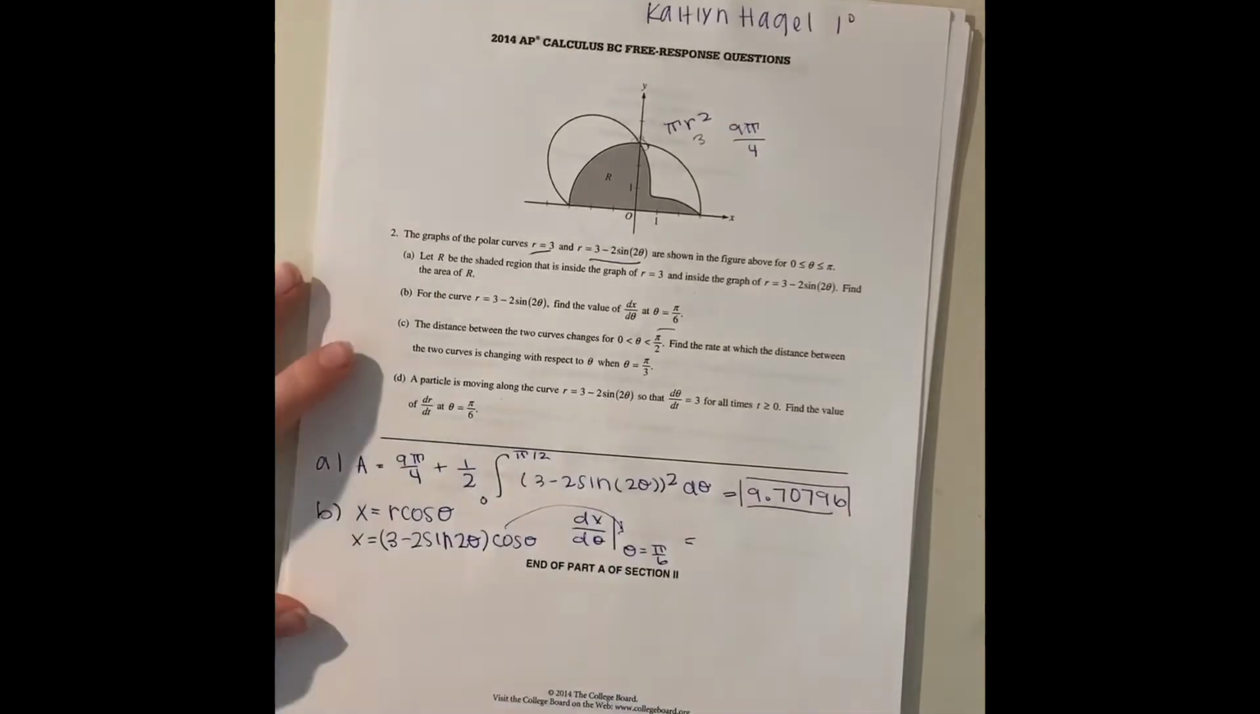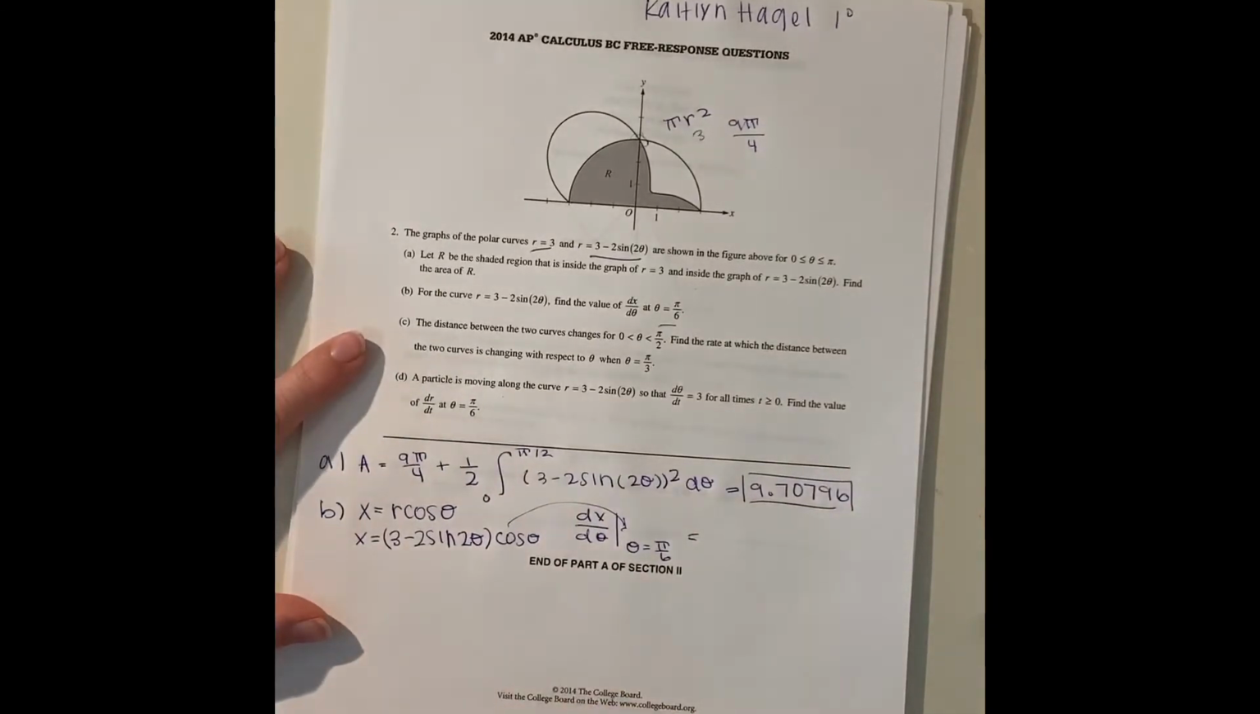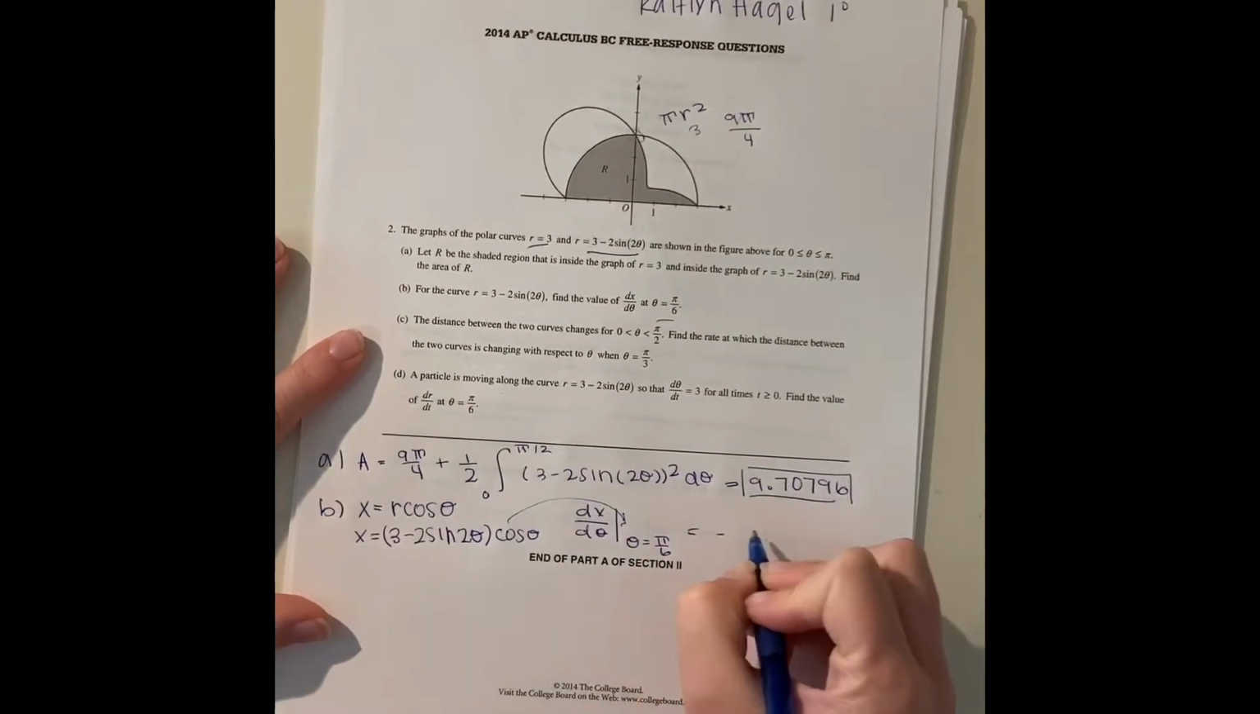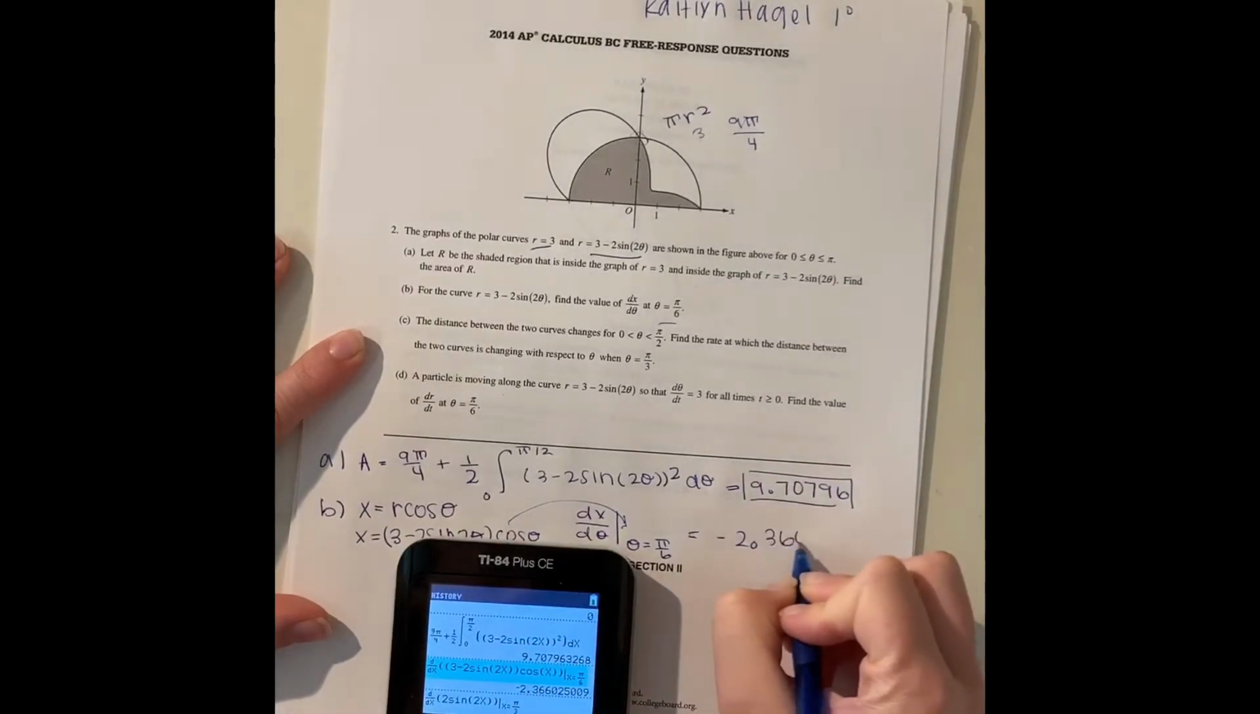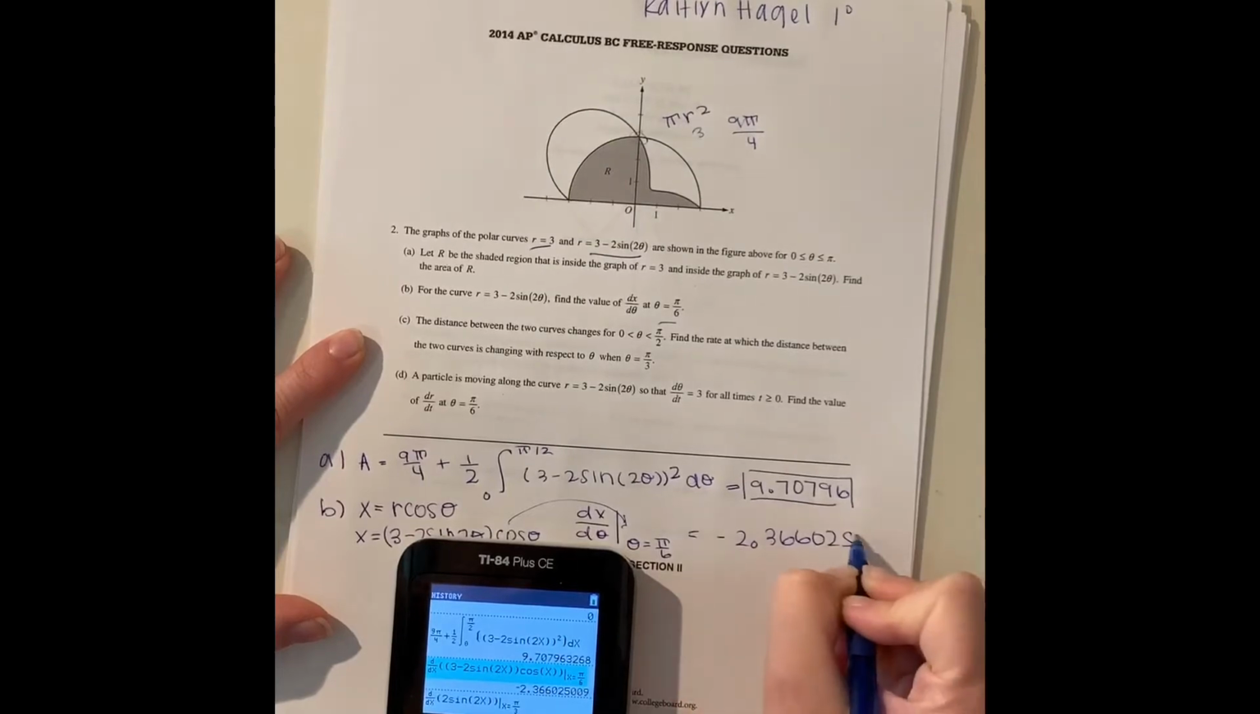So that answer is negative 2.3660025, etc.